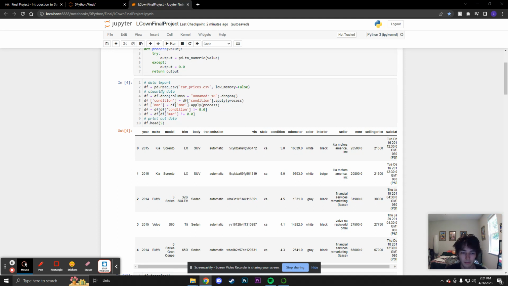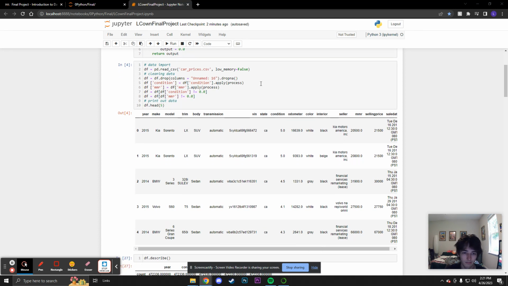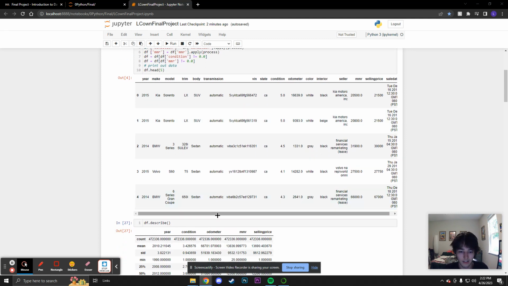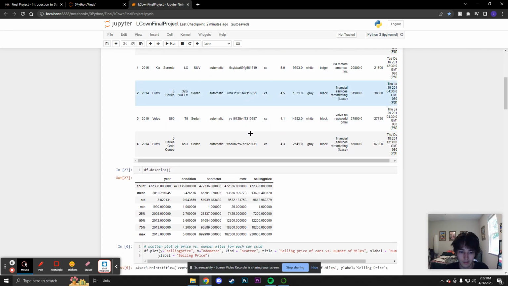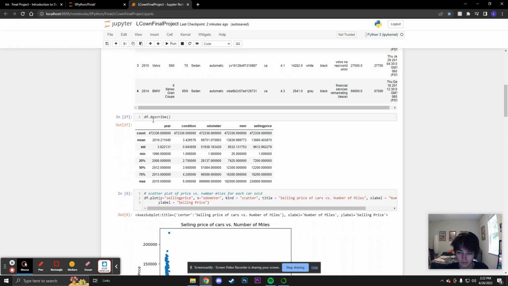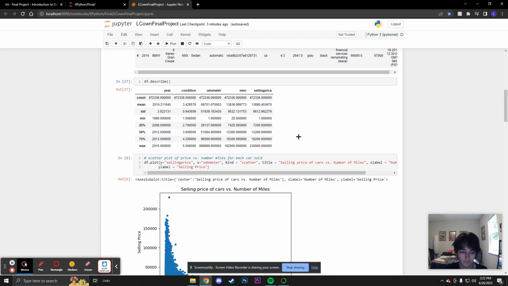Here's me importing my data. So I set up my data frame with my car prices CSV, and I had to do a bunch of extra work here to get it to work just because of one of the faulty rows in the data set, but it worked out fine. Here's my data set as a head, and I print it out, so it looks real nice. This is just me using describe for my data frame and finding out the mean, median, mode, and stuff like that, so I could use it later.